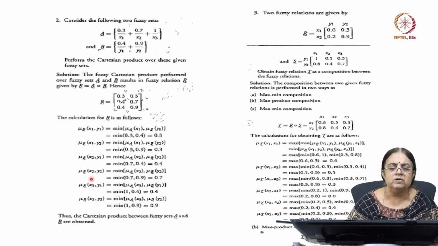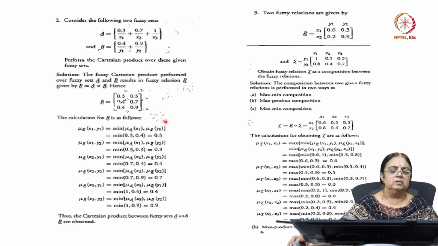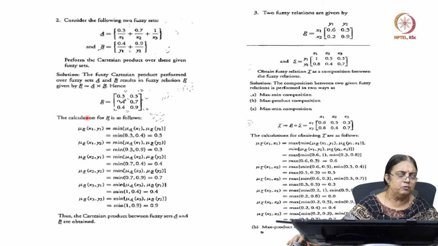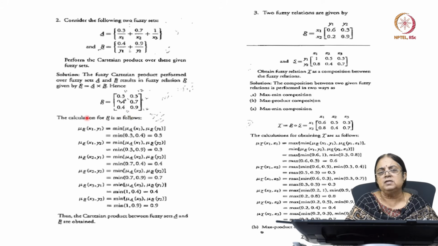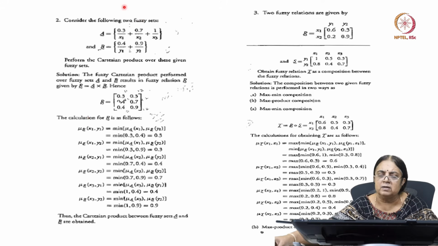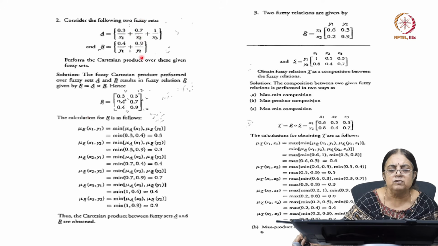Here are one or two problems which I have just put down. The book from which this material is taken is called Soft Computing by Sadanand and Deepa. So suppose you have two fuzzy sets like this. Perform the Cartesian product over these given sets.